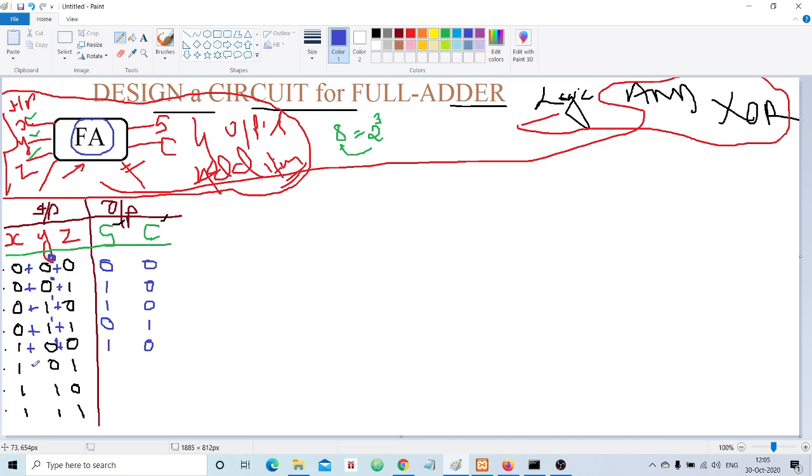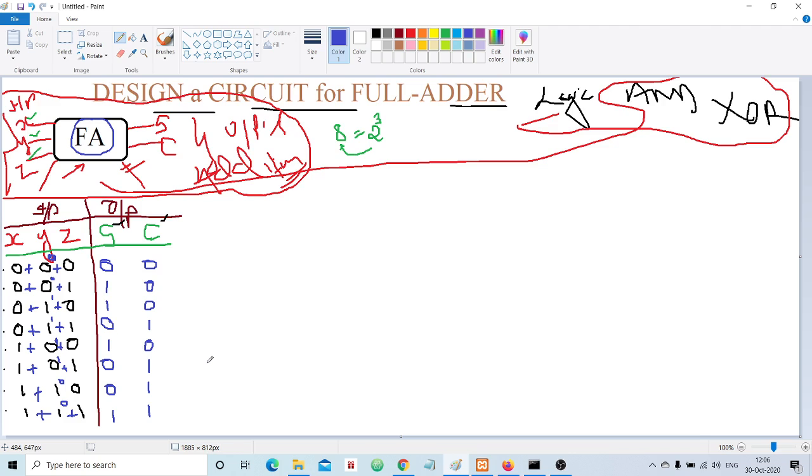1 plus 0 is what? 1. 1 plus 1, sum will be 0, carry generated will be 1. Again 1 plus 1 is what? 0, and carry generated will be 1. 0 plus 0 is what? 0, right? 1 plus 1 is what? 0, carry generated will be 1. 0 plus 1 is what? 1, right?